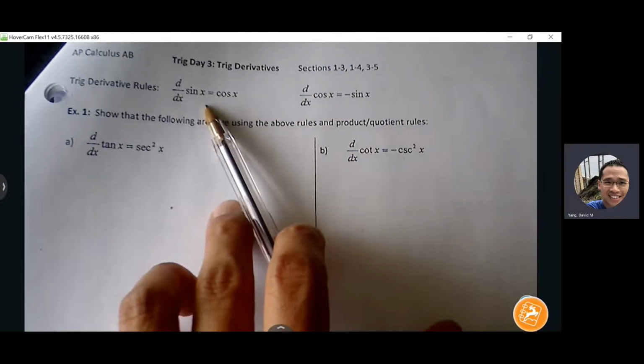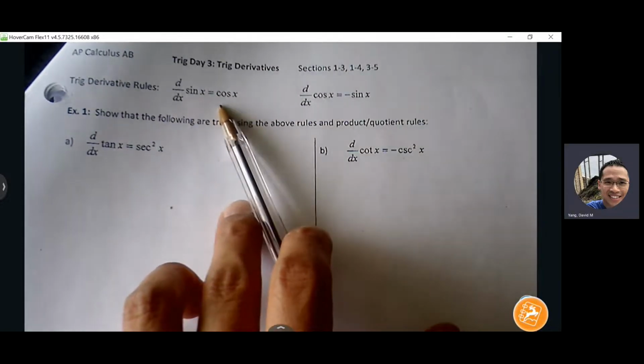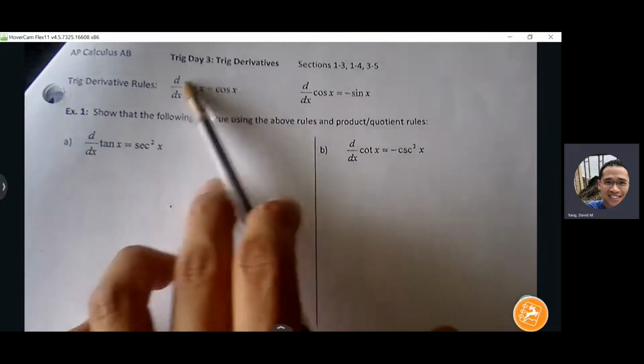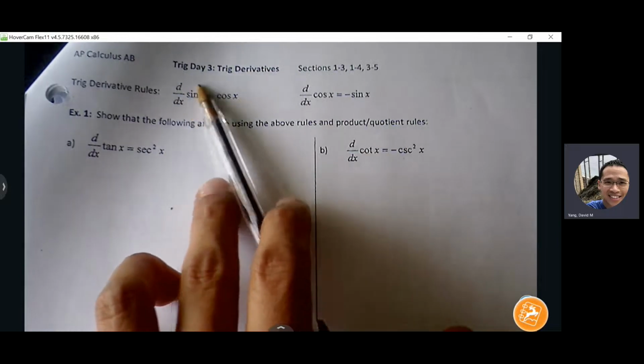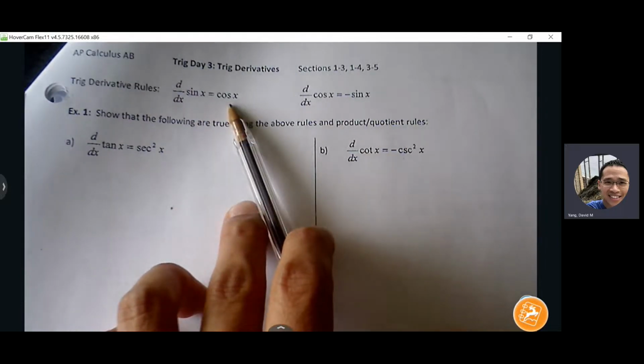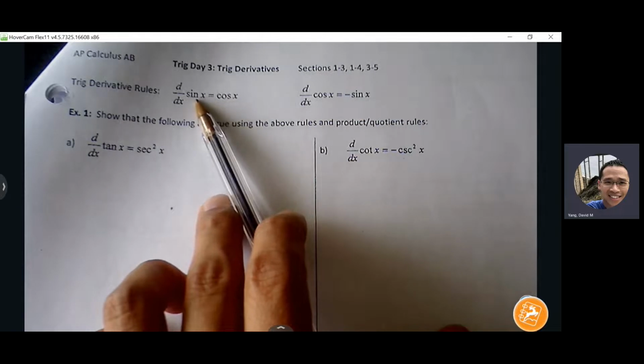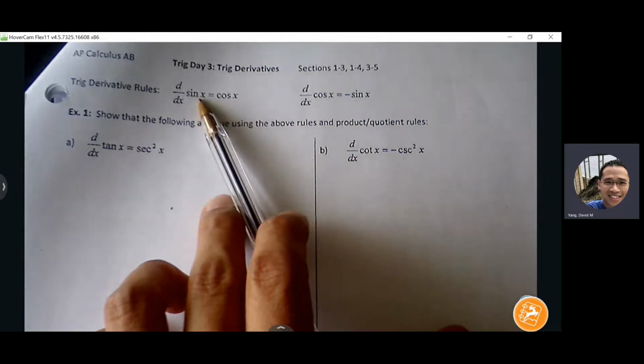But the top two: sine's derivative is just cosine, and cosine's derivative function is negative sine. So if I want to find any slope on the sine graph, I can just insert the x value into the cosine. Whatever number I get back in return is going to be the exact slope of my original graph.